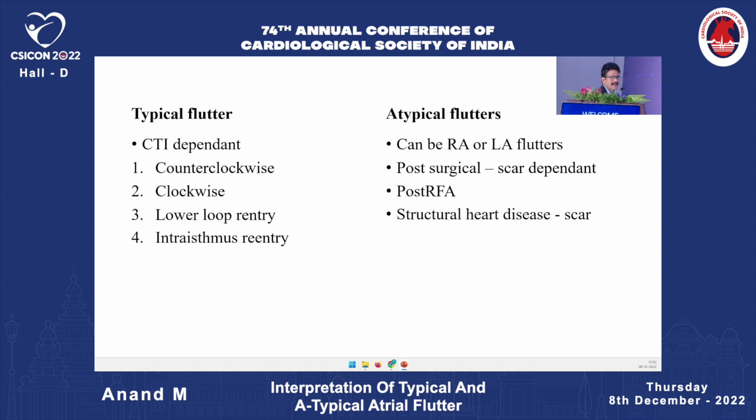Atypical flutters can be RA or LA flutter. Predominantly they can be post-surgical, where there's a scar, and around the scar the circuit is present. Or it can be post-radiofrequency ablation for AF, where there will be a circuit around the scar, or some part of the AV in slow conduction. Other patients with de novo structural heart disease, like rheumatic heart disease or idiopathic, have a scar in the atrium. Around the scar, they may have a re-entry circuit.